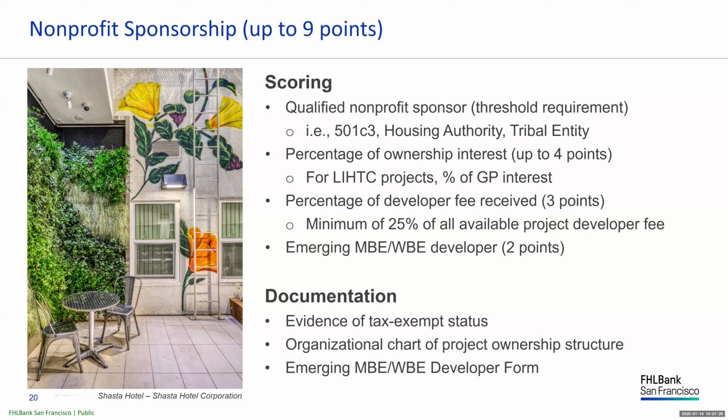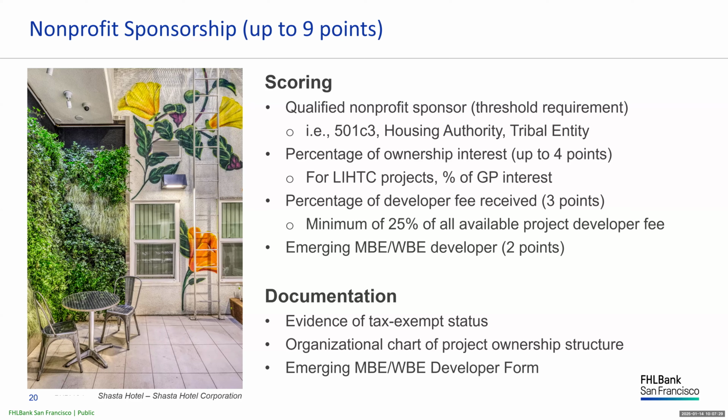Please note that the types of entities that qualify for points are nonprofit organizations, Native American tribes, an Alaskan Native village, or the government entity for Native Hawaiian homelands, a state housing agency, local housing authority, and a state or political subdivision of a state.